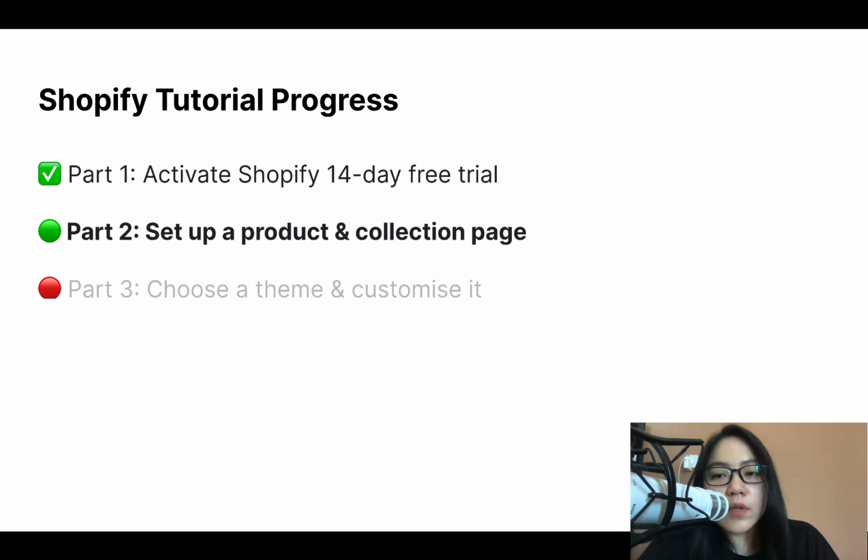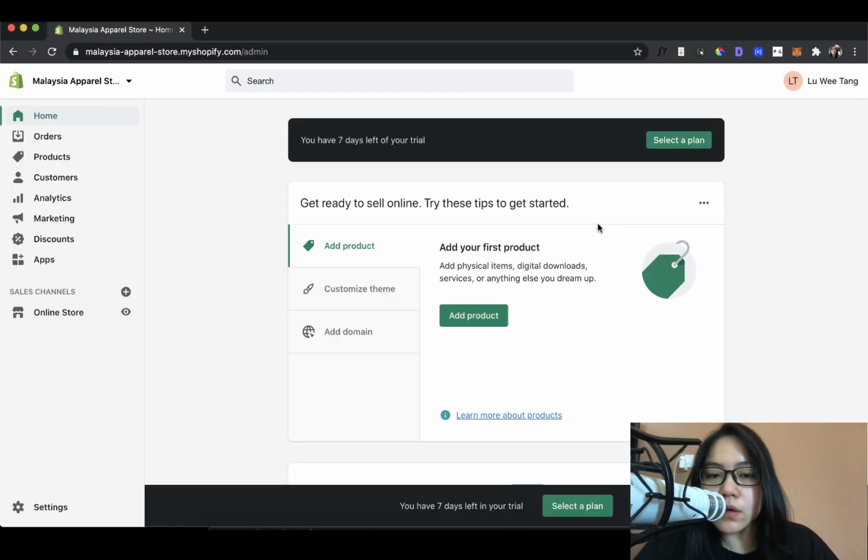This week, I'm going to show you how you can set up your first product as well as your first collection inside your Shopify store. So we're back now in the Shopify store that I set up in part 1 of this tutorial, the Malaysia apparel store. As you can see, I only have 7 days left on my trial. So let's hurry up and get our product and collection pages set up.